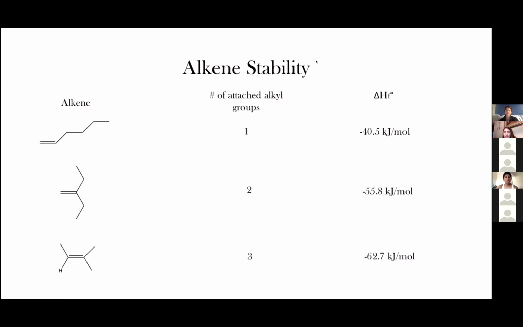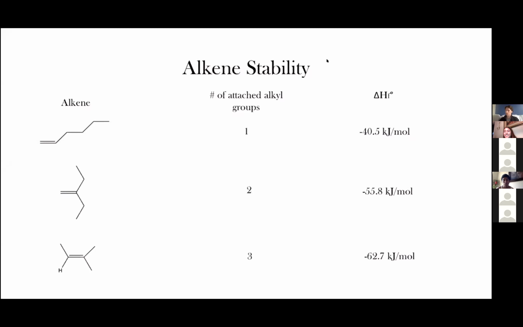As you get more alkyl groups attached, you just get a lower heat of formation. Good. And so does a lower heat of formation mean it's more or less stable? More stable. Perfect. So as Nestor pointed out, as you increase the number of attached alkyl groups at the double bond, your heat of formation decreases, meaning that the molecule itself becomes more stable.